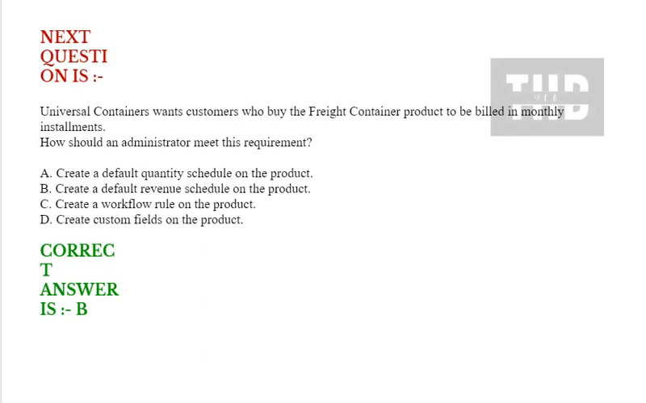Next question is, Universal Containers wants customers who buy the Freight Container product to be billed in monthly installments. How should an administrator meet these requirements? Option A. Create a default quantity schedule on the product. Option B. Create a default revenue schedule on the product. Option C. Create a workflow rule on the product. Option D. Create custom fields on the product. Correct answer is option B.